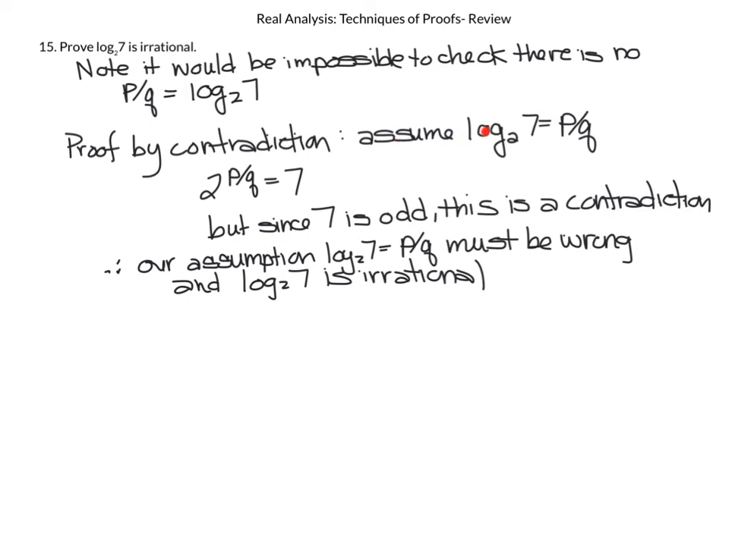So I'm going to assume that log base 2 of 7 is equal to p over q, a rational expression. And that would imply that 2 raised to the p over q is equal to 7. But since 7 is odd, this is a contradiction. So our assumption here must have been wrong, and log base 2 of 7 is irrational.